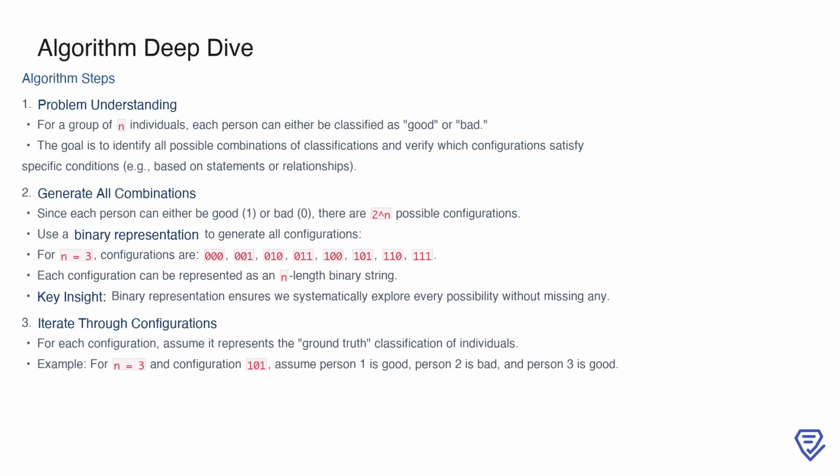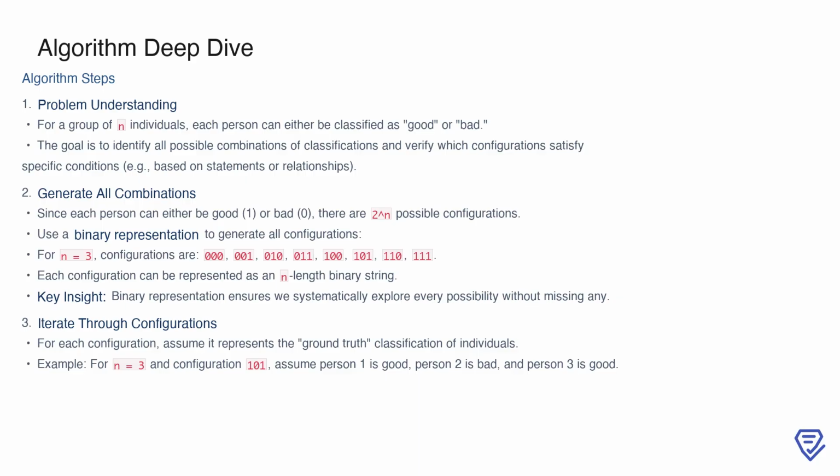To solve this problem, we first need to understand its structure. We are given a group of n individuals, and for each person, we need to classify them as either good or bad. The challenge lies in determining all possible combinations of these classifications and verifying which ones meet the required conditions, such as statements made by the individuals about each other.